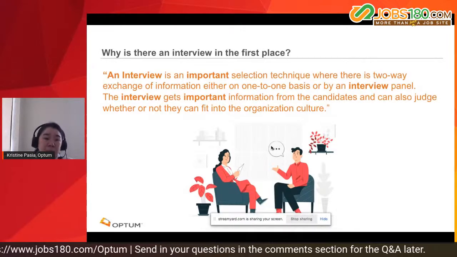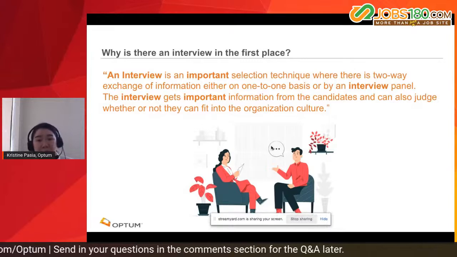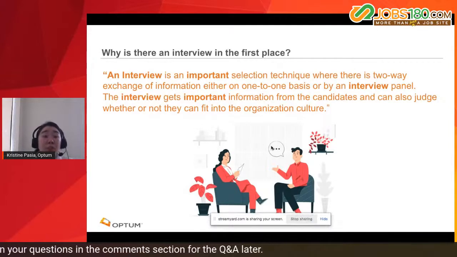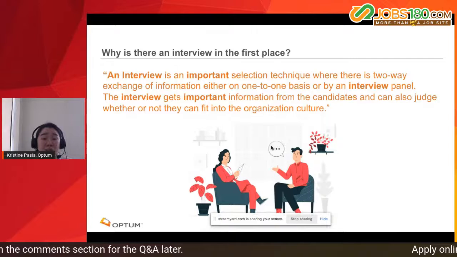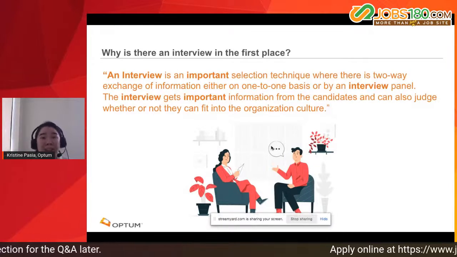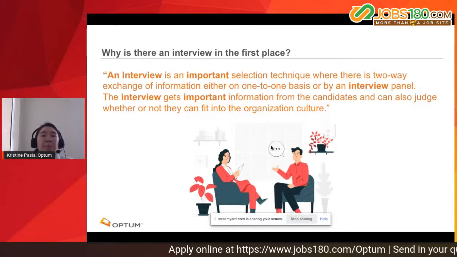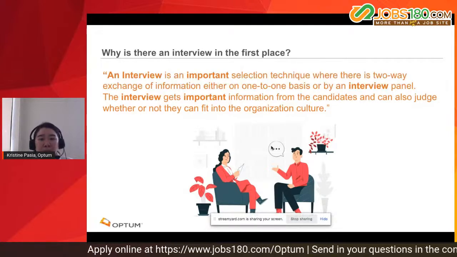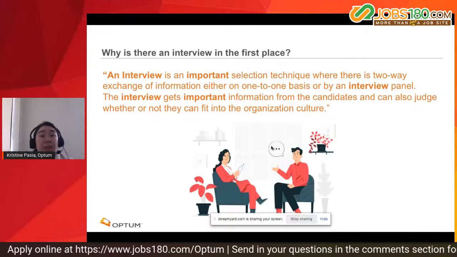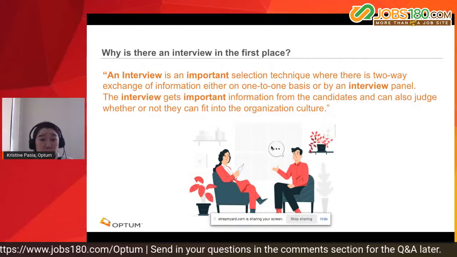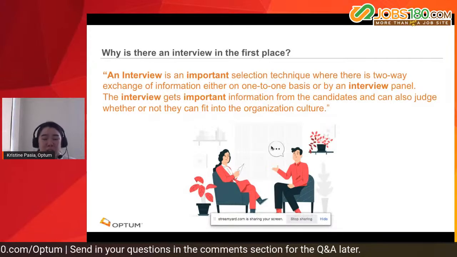Now, the interviewer gets important information from the candidate so that they can also judge whether you're a fit for the organization. So for the work and also the organization's culture. So that's why it's very important to have an interview. It's not just because they saw your resume already that you can pass. They want to see if you are fit, not just for the work, but also the culture of the organization.